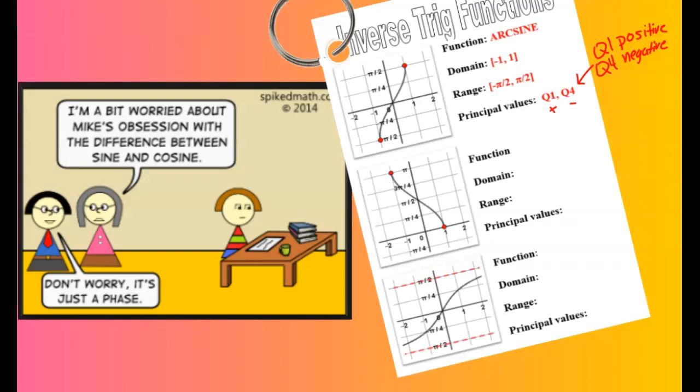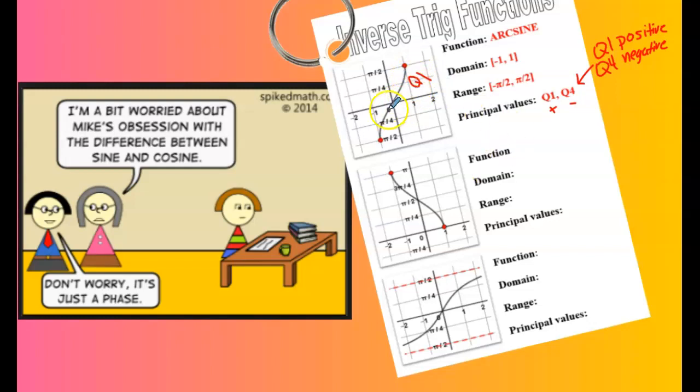Okay, so to summarize that information on the front of your notes booklet, the graph that we're looking at here is the arcsine of x, and its domain is between -1 and 1 inclusive. The range, so that it passes the vertical line test, is bound between negative pi over 2 and positive pi over 2. The 0 to pi over 2 values, those are principal values from quadrant 1.